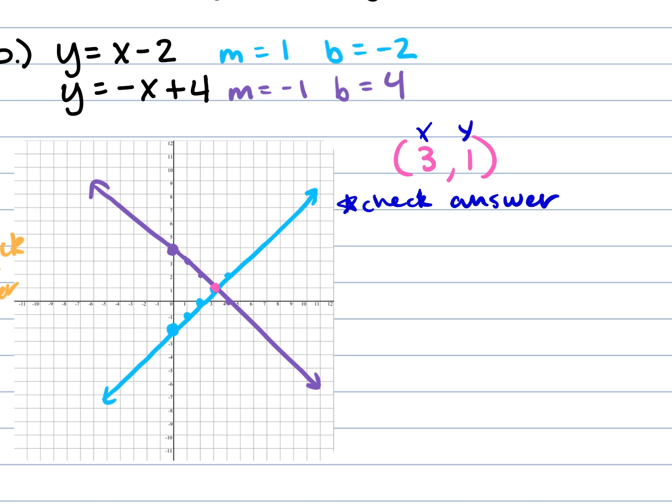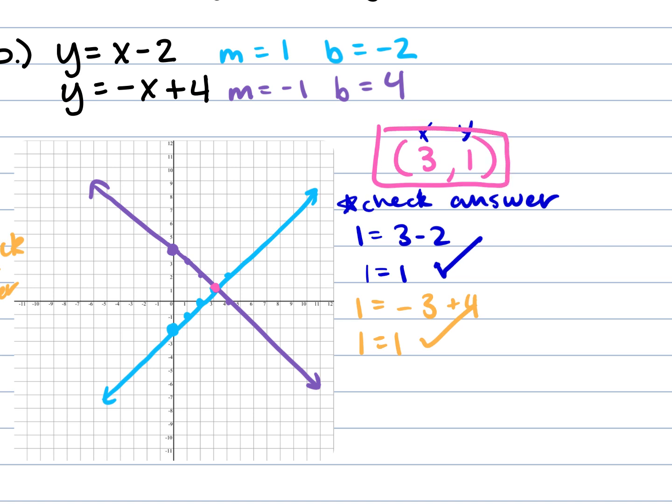So we're going to plug in our x and y. So I have 1 is equal to 3 minus 2. What's 3 minus 2? 1 equals 1. Is this true? Yes. So the first one works. Now let's check the second one. I have 1 is equal to negative 3 plus 4. What's negative 3 plus 4? 1. So 1 equals 1. Is this true? Yes. So what's my answer? Solution. 3, 1 is my answer.